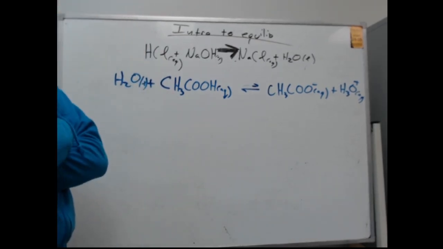So there's some equilibrium that's going to happen in how this goes forward and backwards. And the question becomes, how do we talk about it? How do we make sense of how much goes forward and how much goes backwards?